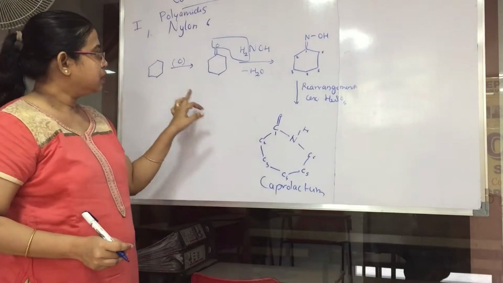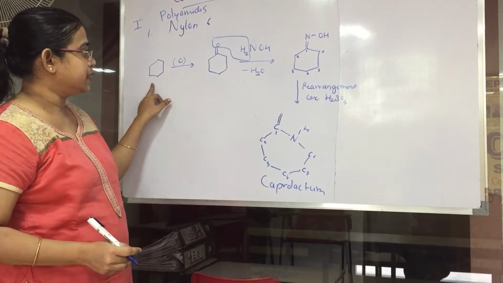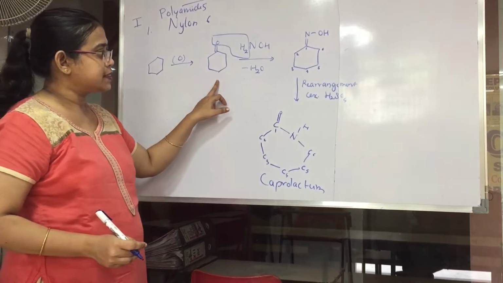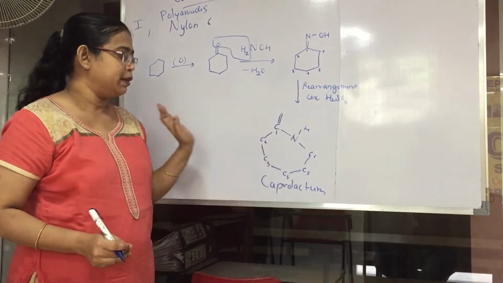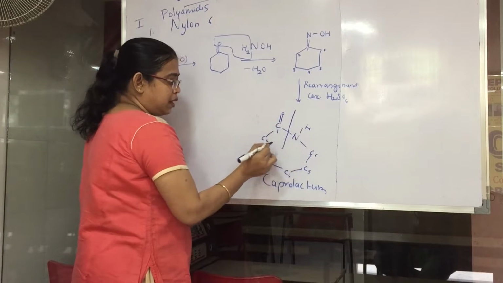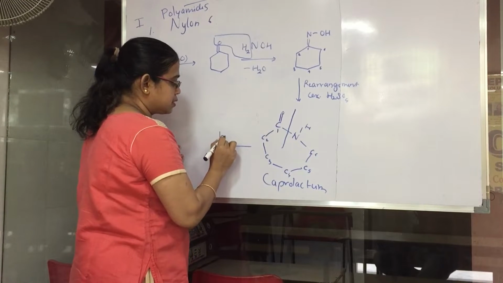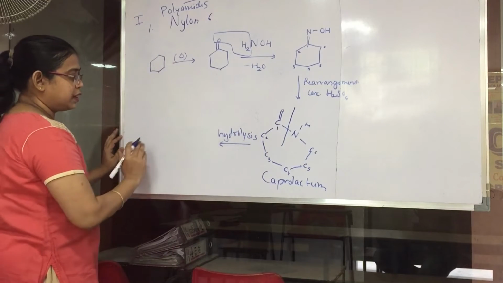I have not shown directly polymerization. I have shown formation of caprolactam from cyclohexane. We first oxidize it to cyclohexanone, then formation of oxime, and the oxime undergoes rearrangement to form caprolactam. But still, this is a closed ring. So let us do its hydrolysis. So on hydrolysis, the ring will open.